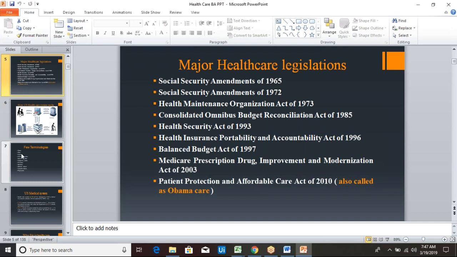This is an act which protects the health information of any individual, in order to protect their health information.